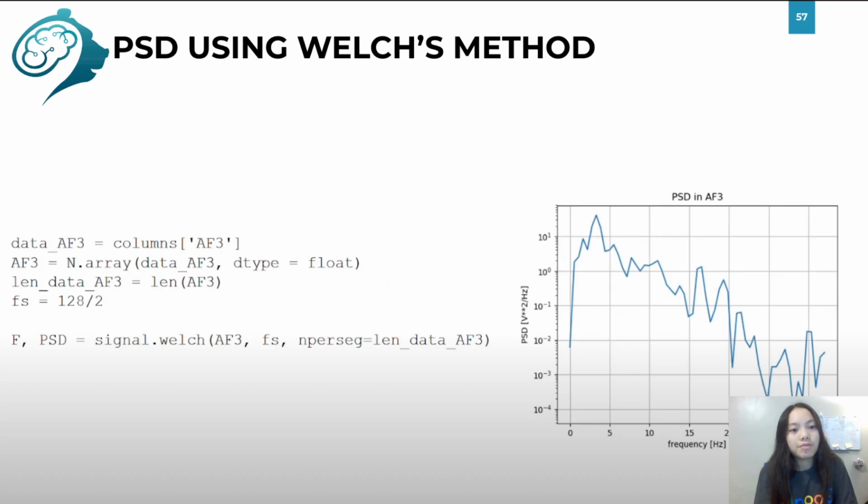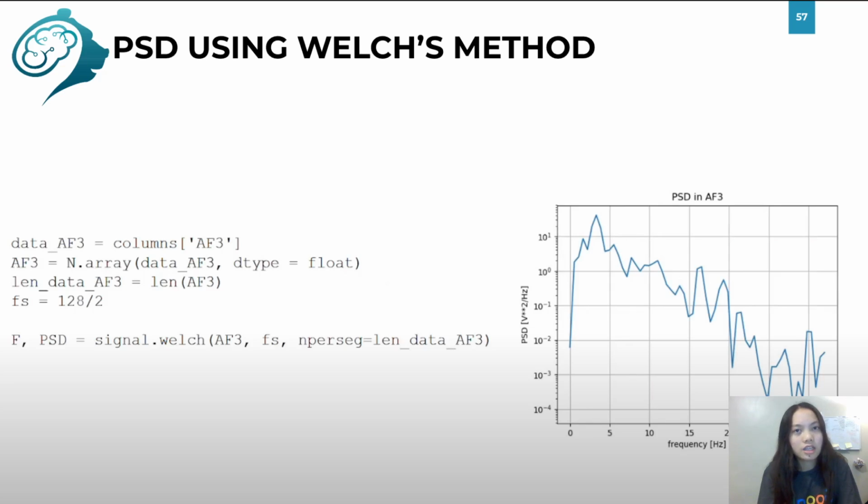Briefly, for implementation in Python, you can import from SciPy the signal module so that you can use the Welch method. You're going to determine the power spectrum of AF3, which is one of the electrodes of the EEG. So you need to define the array, the data length, and the sample frequency. The sample frequency may depend on the EEG headset.